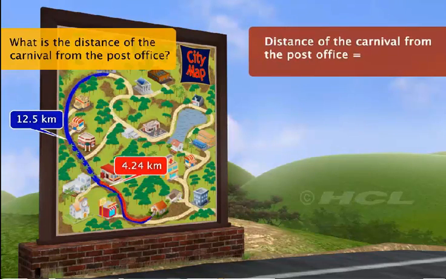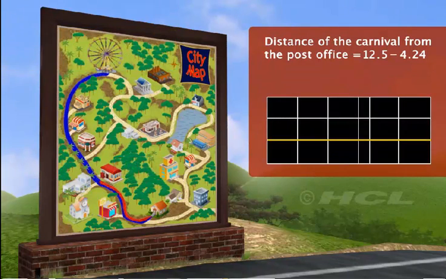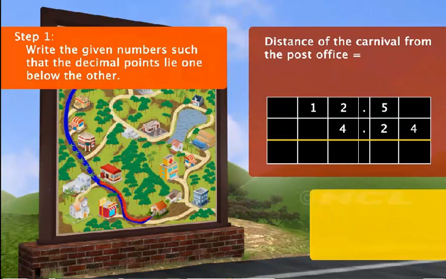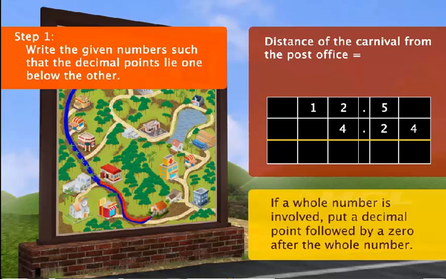To find the answer, we need to subtract the decimal number 4.24 from the decimal number 12.5. Let's do it using the following steps. To subtract decimal numbers, we write the given numbers such that the decimal points lie one below the other. If a whole number is involved, we put a decimal point followed by a zero after the whole number. In this case, no whole number is involved.